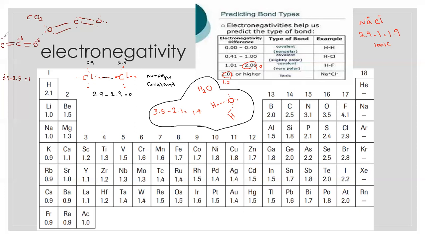And here I put an arrow to show the direction of polarity, from positive to negative. I put an arrow from positive to negative. See, these two arrows cancel each other. I know the bond here is polar. The bond is polar.